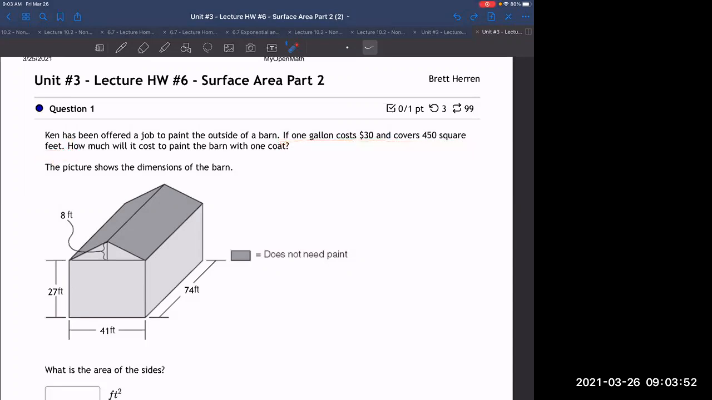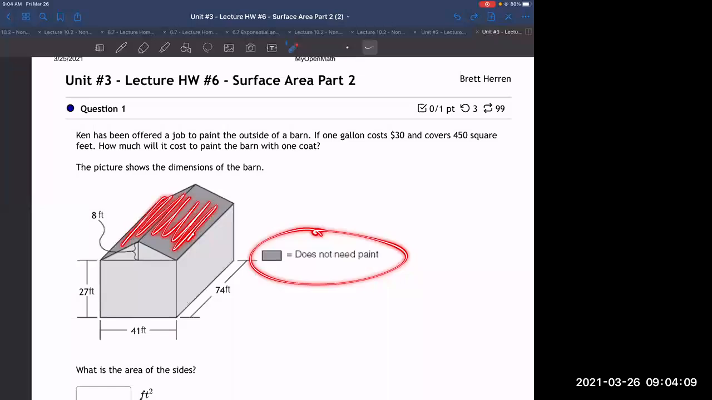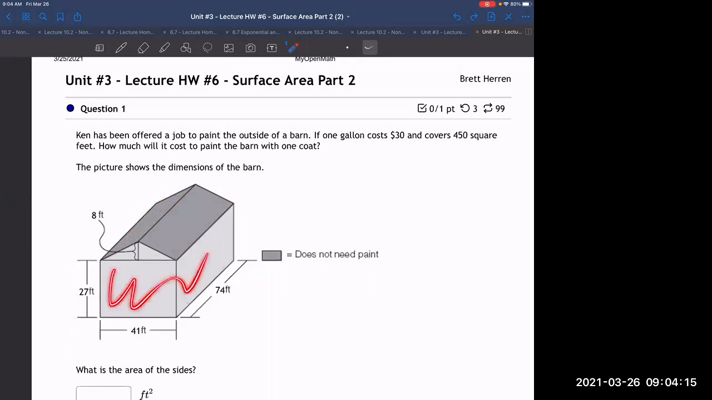All right. Anyway, the picture below. All right, here it is. So we've done this one before when we did volume, but now we're wanting to do surface area. We're wanting to paint the outside. Now notice this part says does not need paint. They don't want us to paint the top. We're not going to paint the roof. We're only going to paint the sides, which includes that little triangle top.